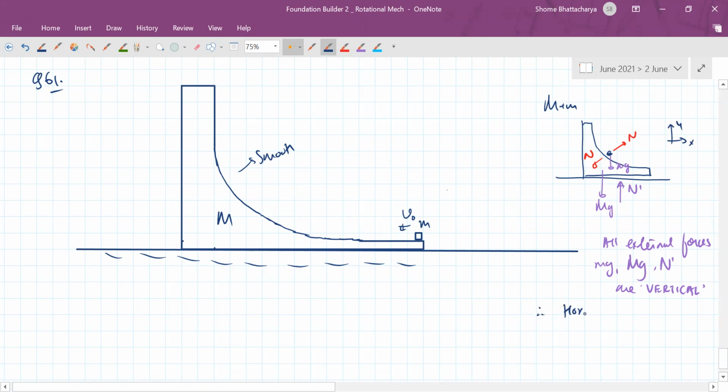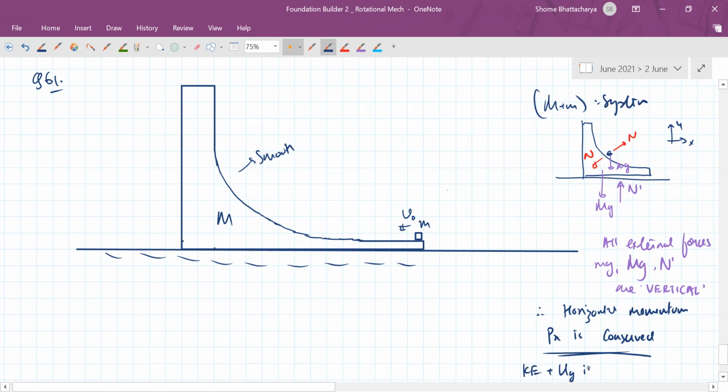Therefore, horizontal momentum is conserved for this system. That's one thing that is conserved. And the other thing is that the sum of kinetic energy plus gravitational potential energy is conserved. That is the mechanical energy.